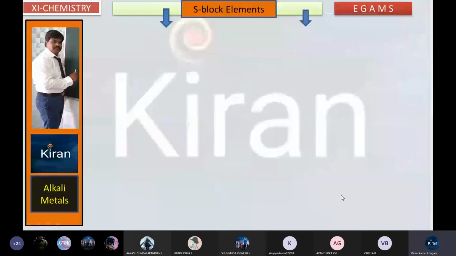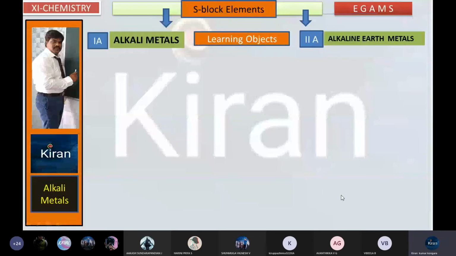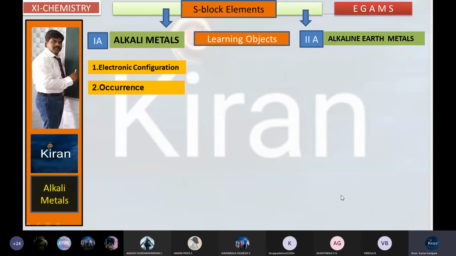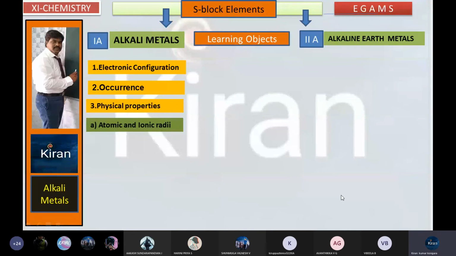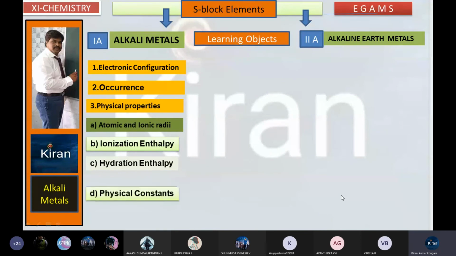S block elements. What are the learning objectives in this chapter? See here, students, we have alkali metals, and what topics are there? And as well as alkaline earth metals, what topics are there? We are going to see as per the NCERT syllabus. First topic is electronic configuration. Second, occurrence, which means availability. Third, physical properties. Under the physical properties, we are going to learn atomic and ionic radius, ionization enthalpy, hydration enthalpy, and physical constants.